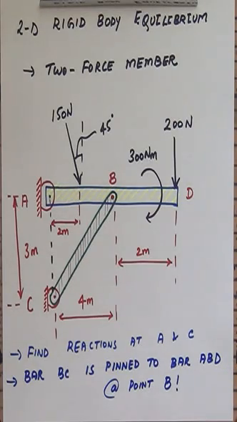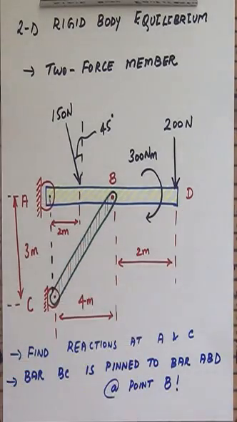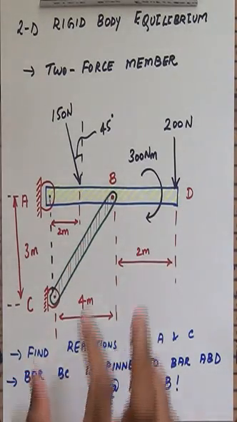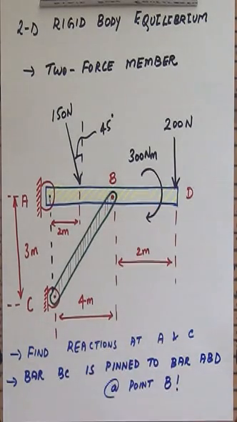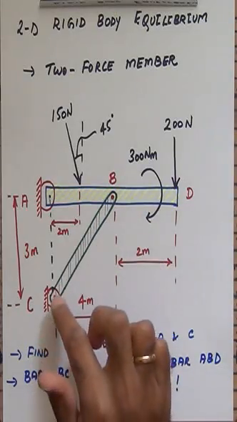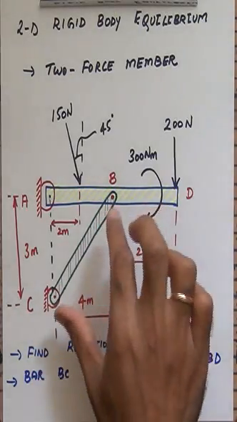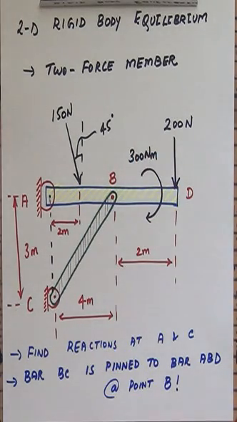Alright, so here is the problem once again. I have a horizontal bar ABD, and then that is pinned at the point A. Then I have this support bar here, which is bar BC. That's actually going to be the two-force member here. We will see why that is the case. This is pinned at the point C to a fixed wall, and then both the bars ABD and BC are pinned together at the point B.